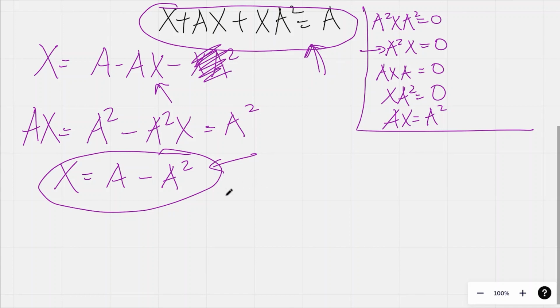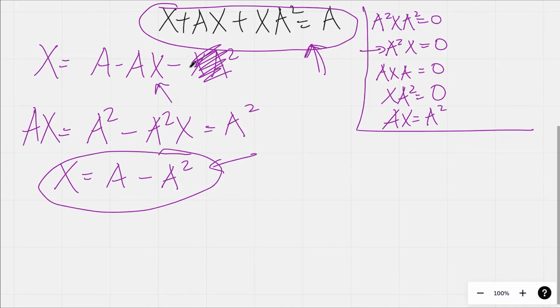So what does this tell us about this problem? This tells us that if there is a solution to this equation, then this solution is unique. In other words, the solution must be x equals a minus a squared. Now, how do we know if this is a solution or not? The easiest way is just to plug it back into here and check that it all works. So let's plug it in.